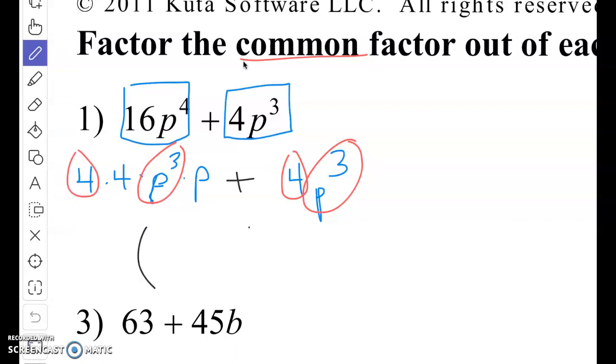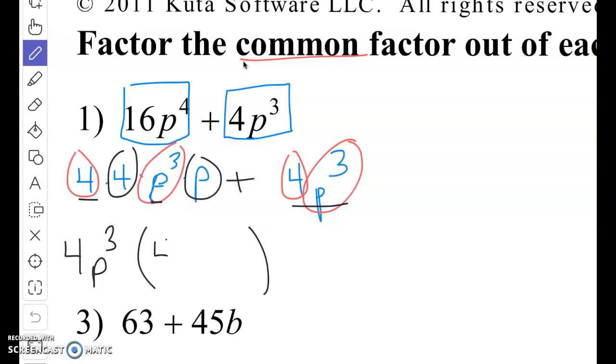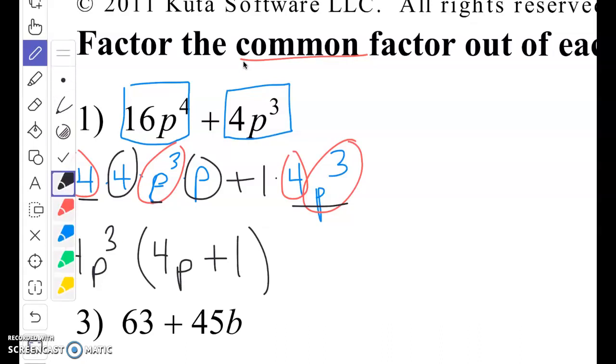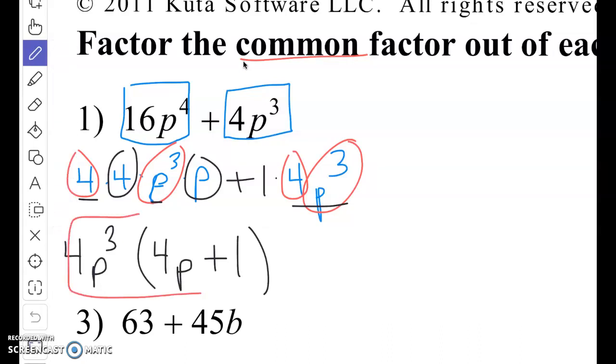So what you can do is, in parentheses, you put those down, and what they have in common, you just write it once on the outside. So I'm going to write 4p to the third, that's the greatest common factor. And then the part that's left over that they don't have in common is this 4p, so that has to go on the inside, plus, and there's really a 1 there, so we got to put the 1 in there. And then this would be our answer.